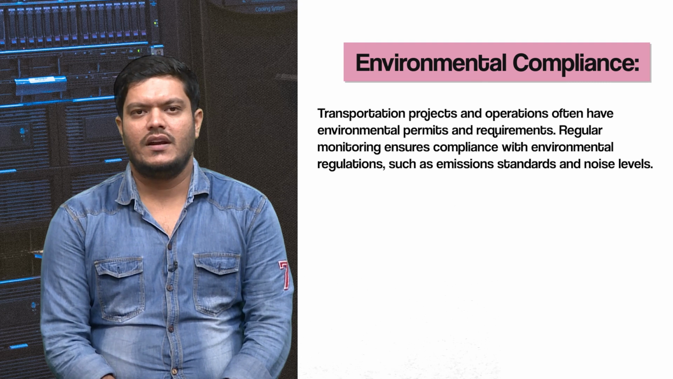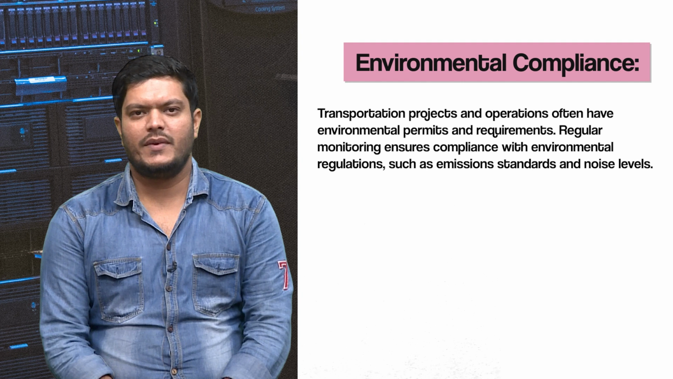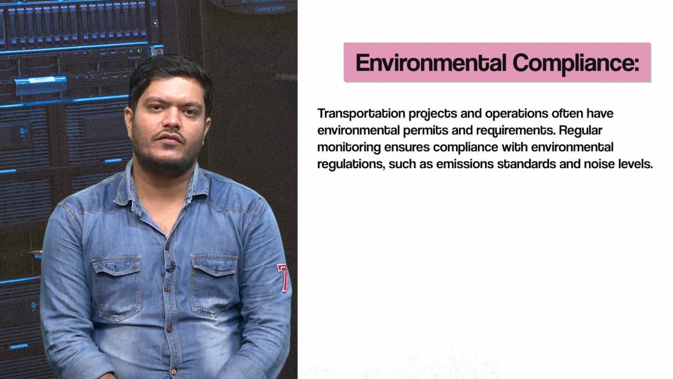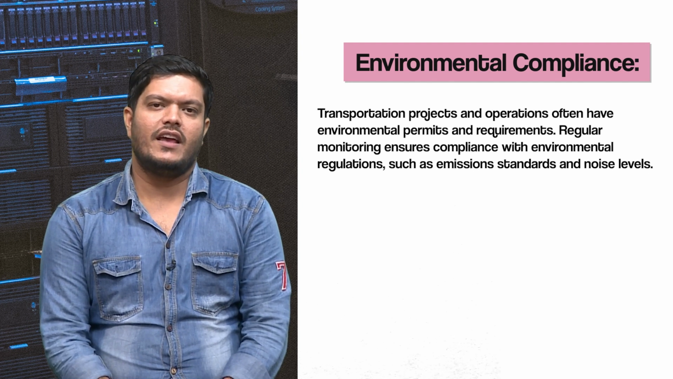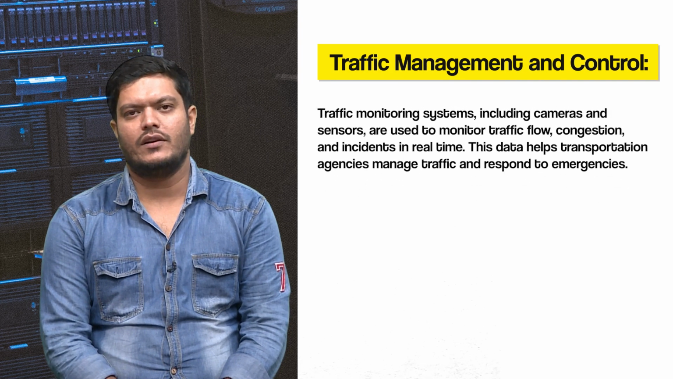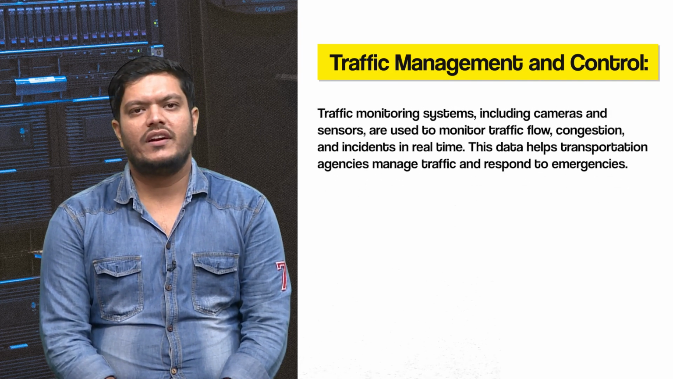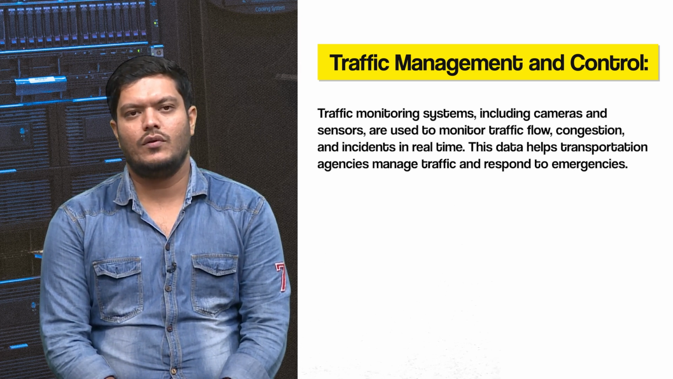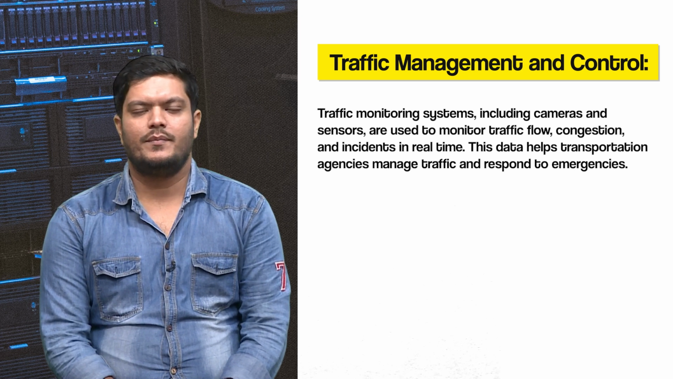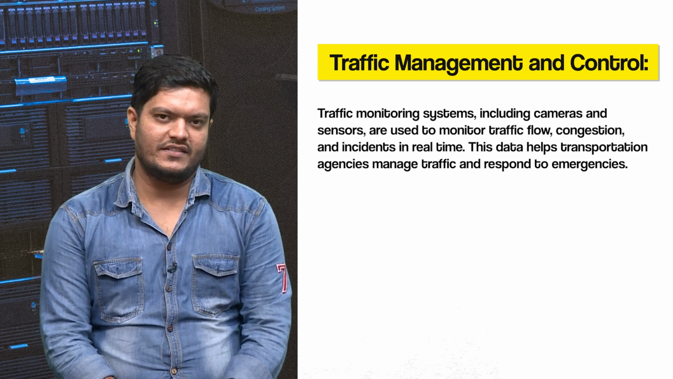Environmental compliance. Transportation projects and operations often have environmental permits and requirements. Regular monitoring ensures compliance with environmental regulations such as emission standards and noise levels. Traffic management and control. Traffic monitoring systems, including cameras and sensors, are used to monitor traffic flow, congestion, and incidents in real time. This data helps transportation agencies manage traffic and respond to emergencies.